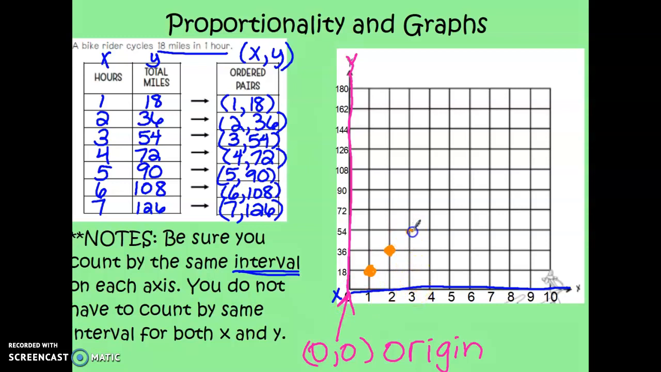Over to 3, up to 54. Over to 4, up to 72. 5 and 90. 6, 108. And 7, 126. Okay, so here is our graph. And I can connect these together. I'm going to do my best, it's hard to do it on the board. And I would get a straight line straight through these points.